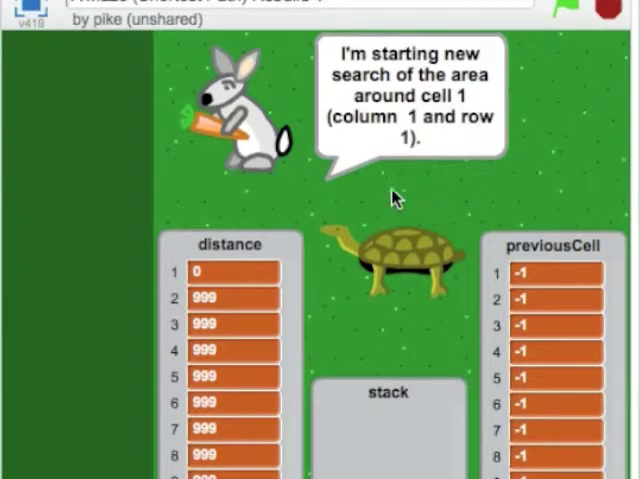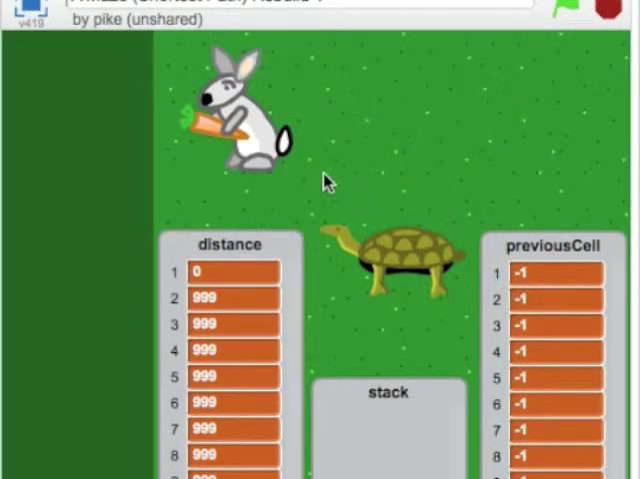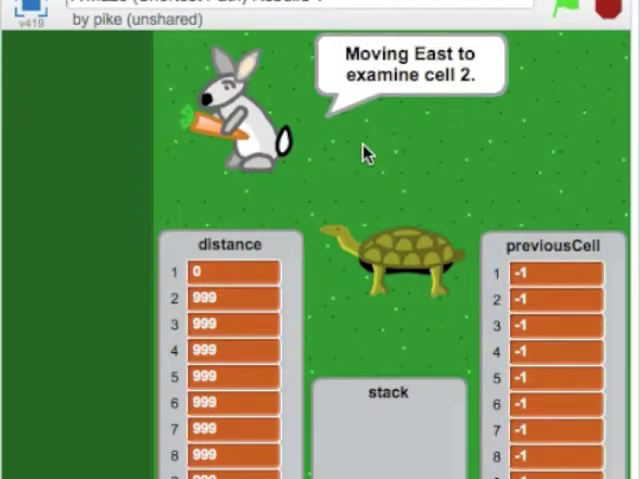I start by exploring the area around the rabbit. The rabbit is in cell 1. We can also say the rabbit is in column 1 and row 1. We're going to look at all the adjacent cells to the rabbit that are on the game board. So we're going to look here at cell 2 and here at cell 4. Remember that we don't move diagonally. We're going to move east and examine cell 2.